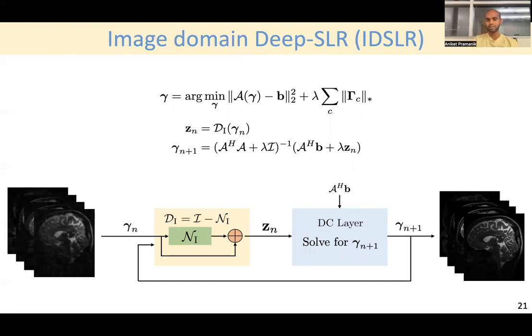And we obtain a network where we have an image domain CNN, and that alternates with the data consistency block. And this is unrolled for a finite number of iterations and trained end to end. This is our proposed image domain deep SLR network.